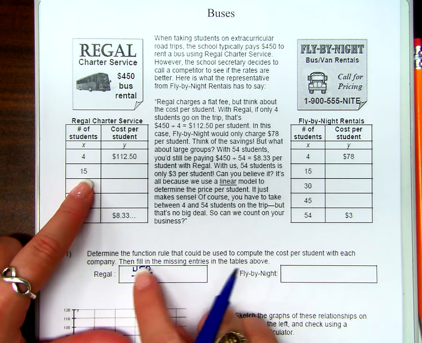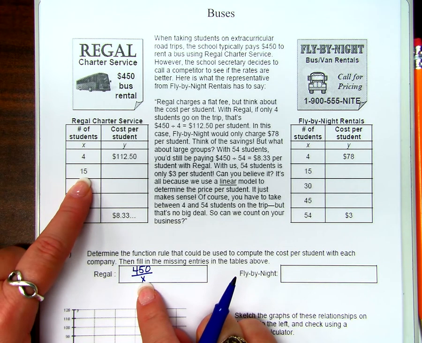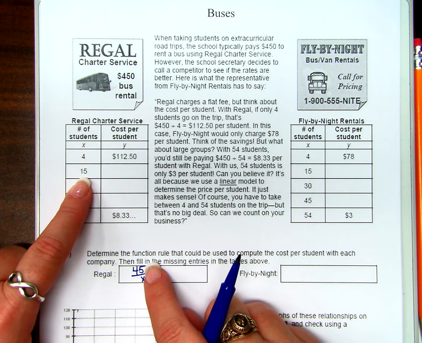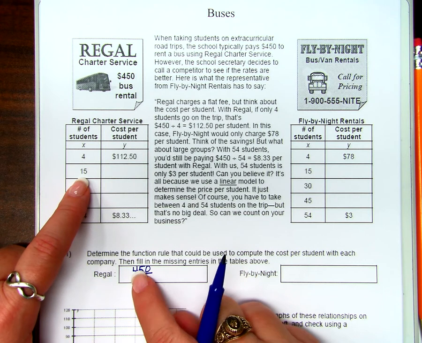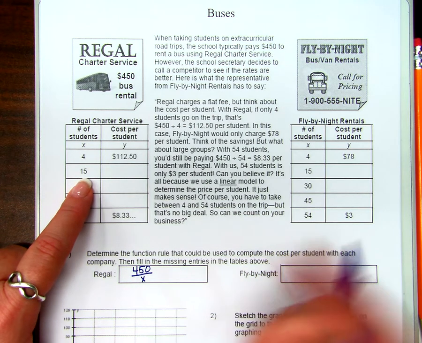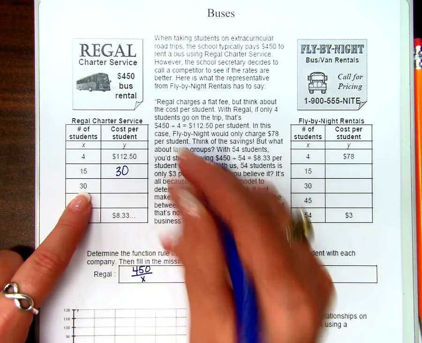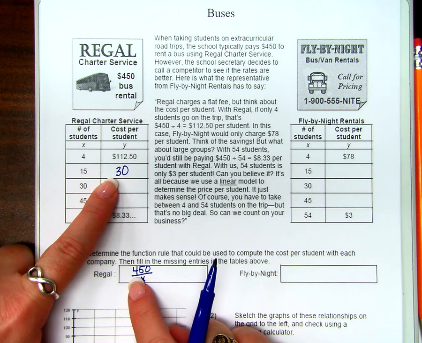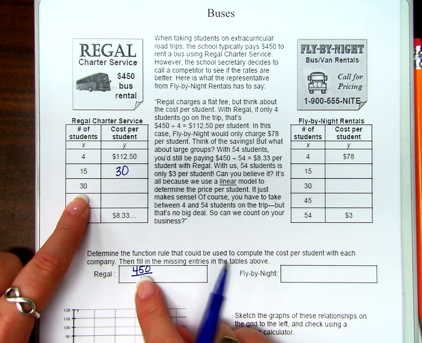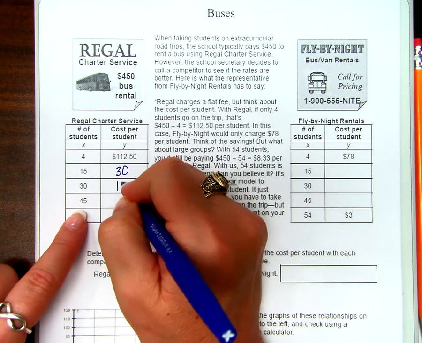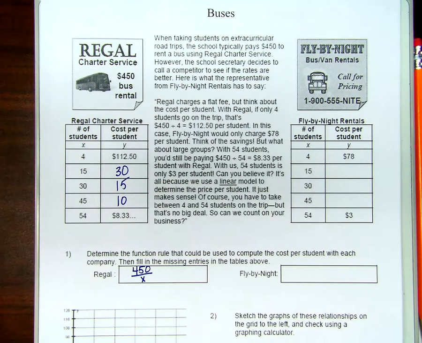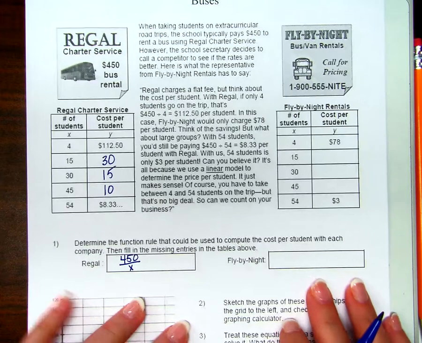What is 450 divided by 15? For those of you who can't think that fast, what is 45 divided by 15? 3, right? So what's 450 divided by 15? 30. Does that make sense? So if you know that 450 divided by 15 is 30, what's 450 divided by 30? 15. Does that make sense? Then what's 450 divided by 45? 10. Very good. What about Fly By Night?